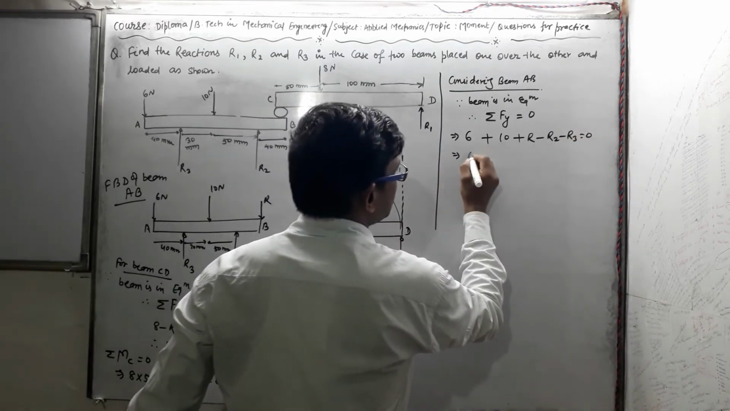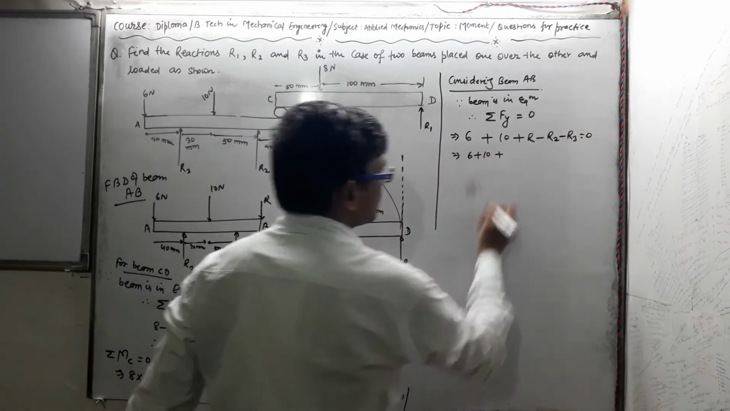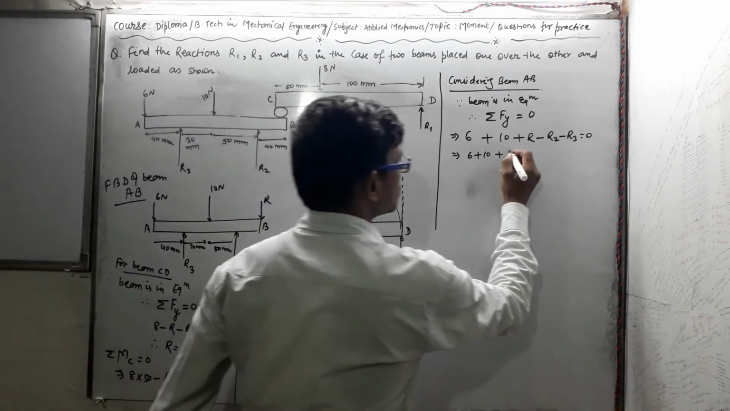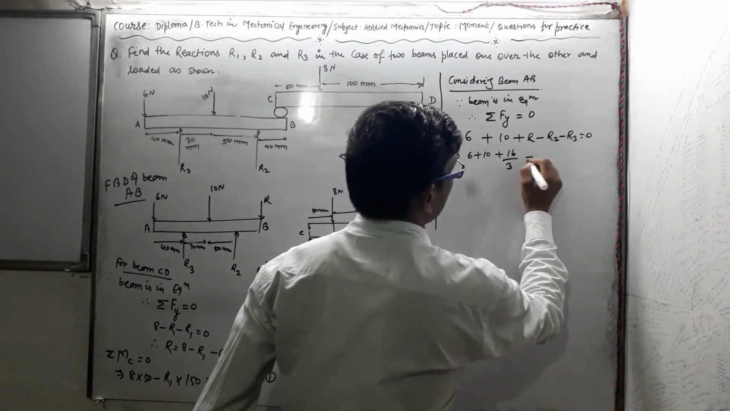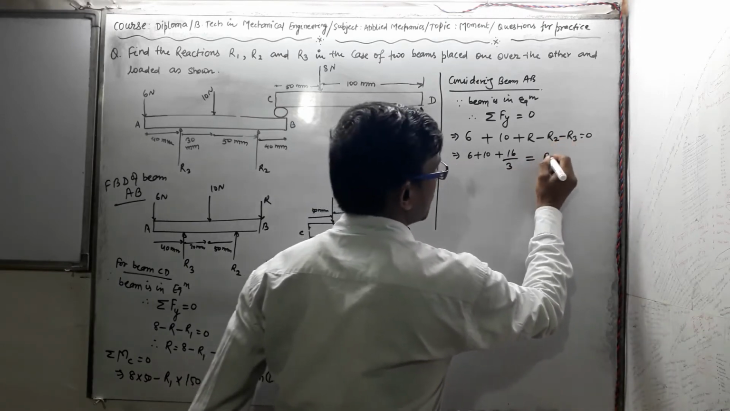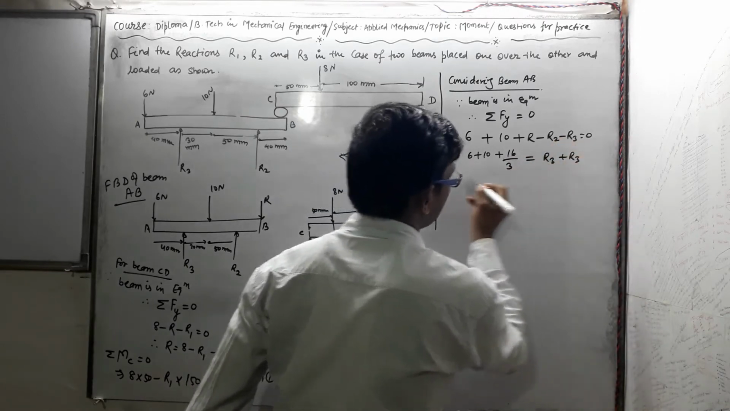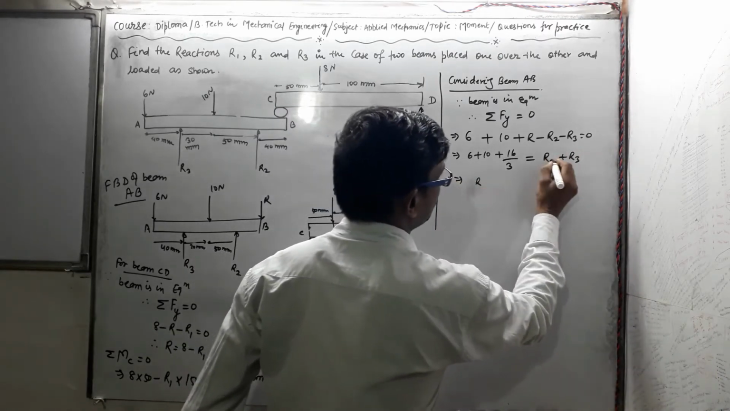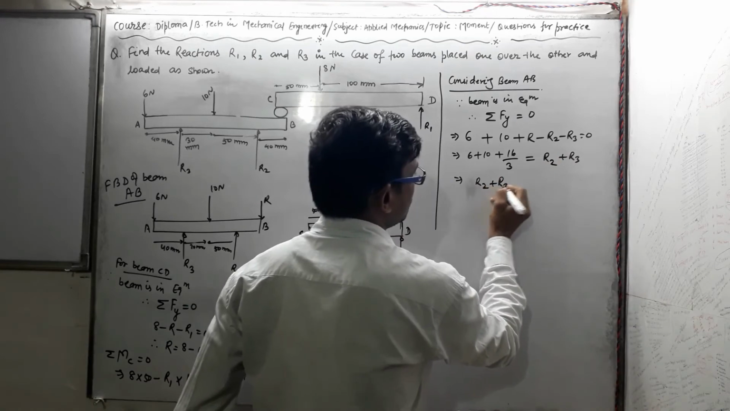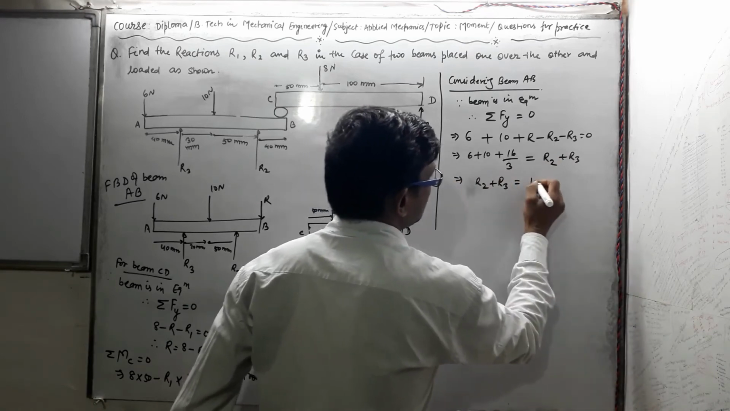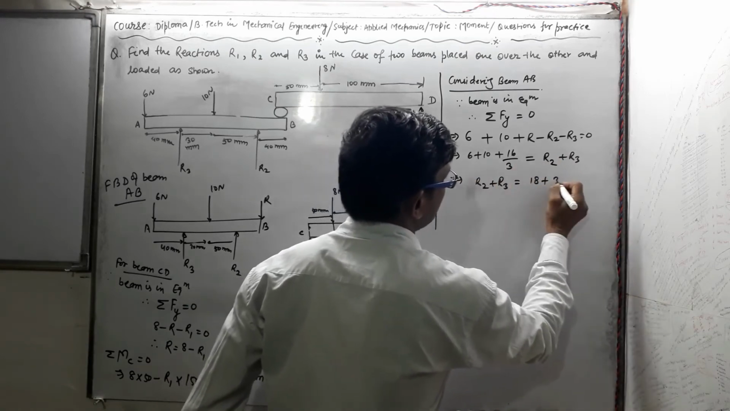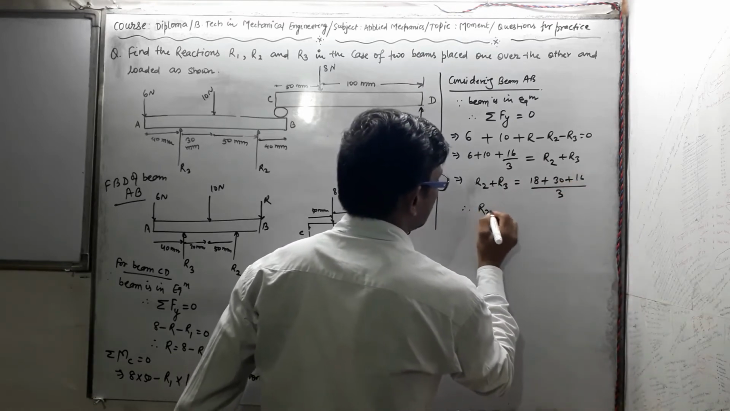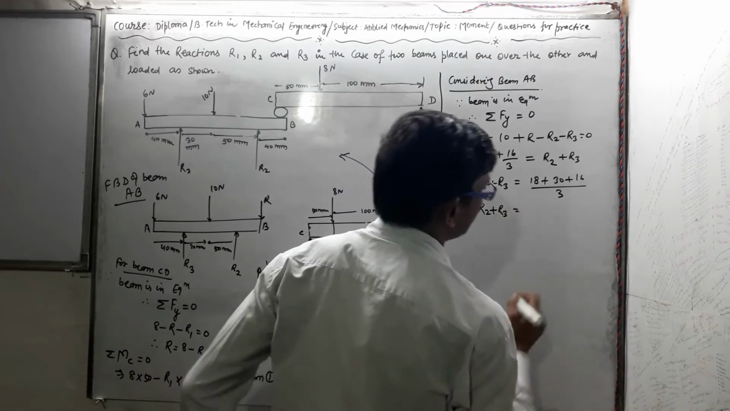Okay, so now 6 plus 10, and I have already found the value of R1, which is equal to 16 upon 3. So 16 upon 3 equals, while transposing this, R2 plus R3. Okay, so now R2 plus R3 equals 6 times 3 is 18, 10 times 3 is 30, plus 16 upon 3. Therefore R2 plus R3 gives 18.